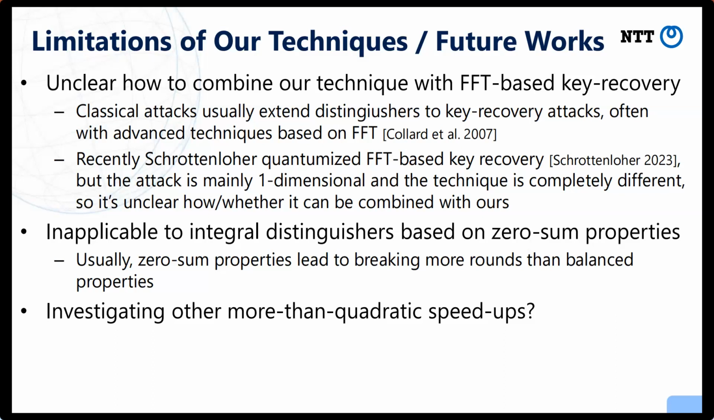Another limitation of our technique is that it is inapplicable to integral distinguishers based on their sum properties. Usually there are some properties that lead to breaking more than quadratic speedup, so it will also be interesting to investigate such topics. Finally, investigating other more than quadratic speedup is also important future work, because in the previous slide I showed some possibility of more than quadratic speedup, but so far I found such speedup only for a 4-bit cell toy cipher. So it will be important to find more than quadratic speedup for more general types.